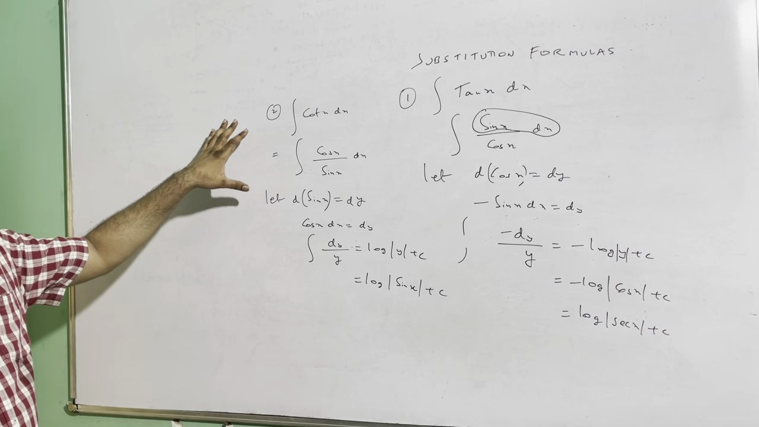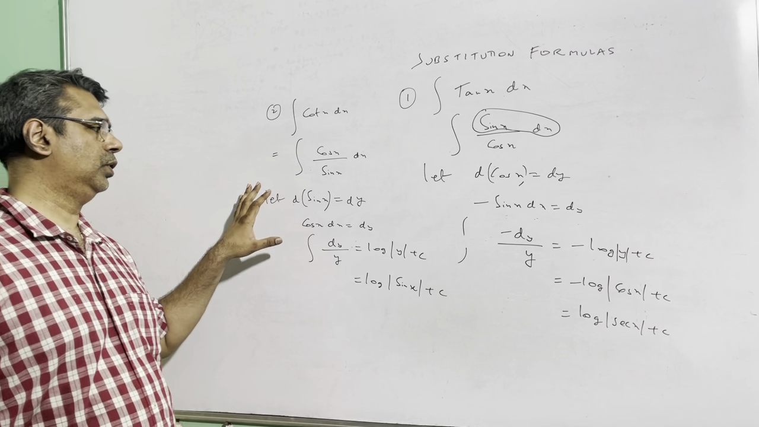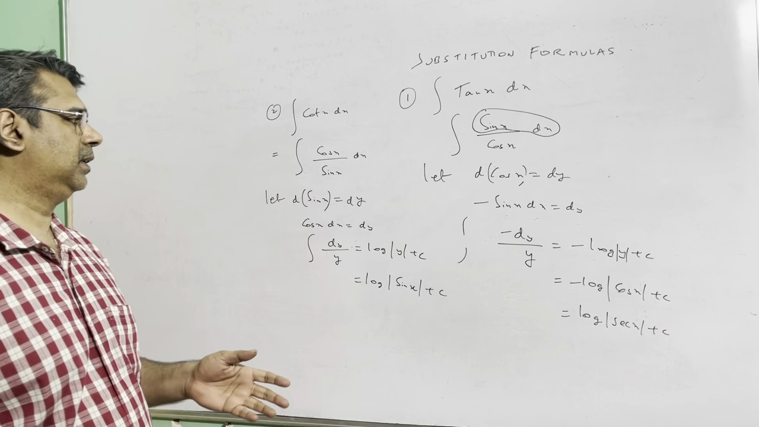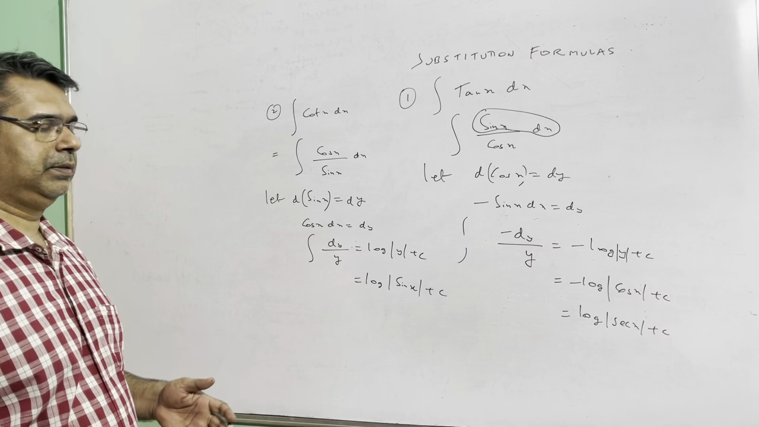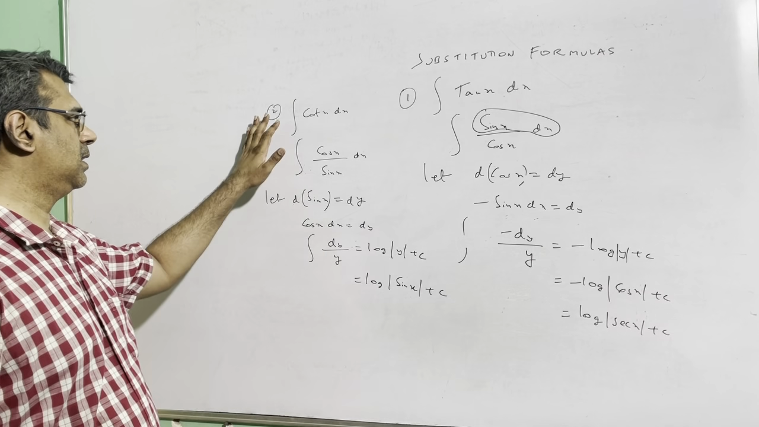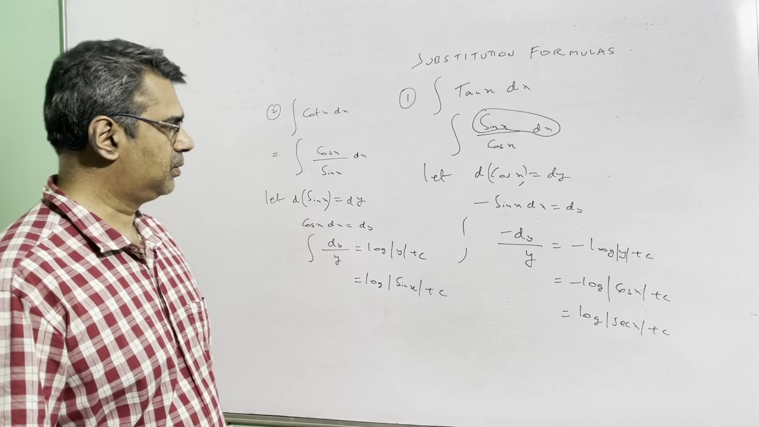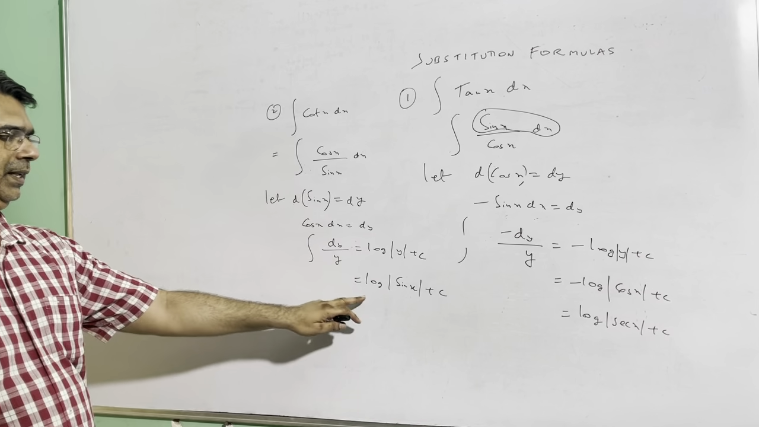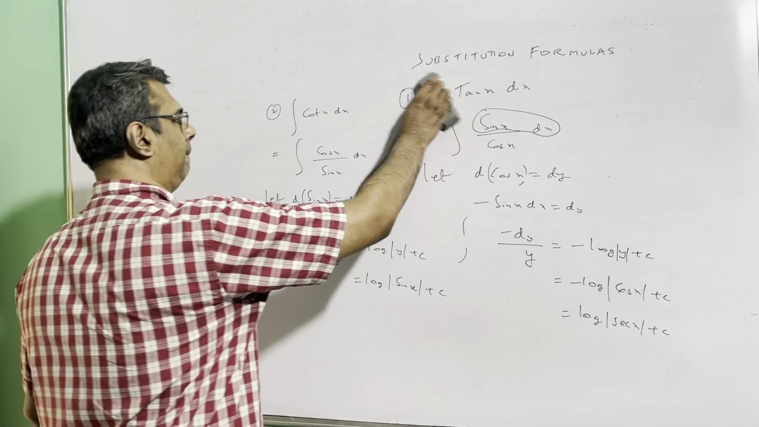Once again, this is a formula. So you do not have to give any references when you are using it. When there is an occasion to use this formula, you can use it directly. So this is the second formula of substitution. Integration cot x is log mod sin x.